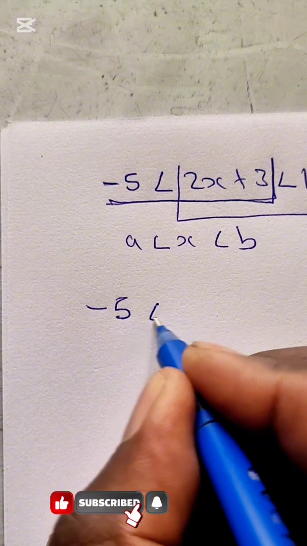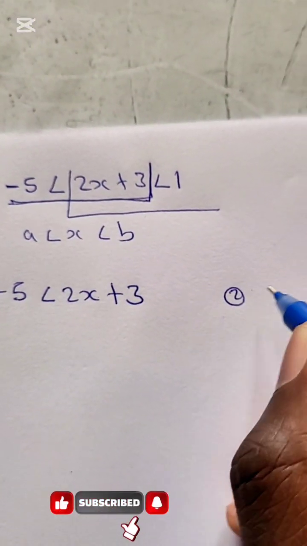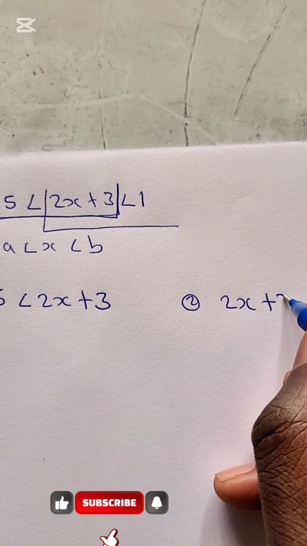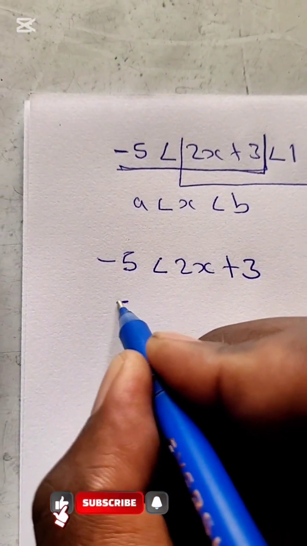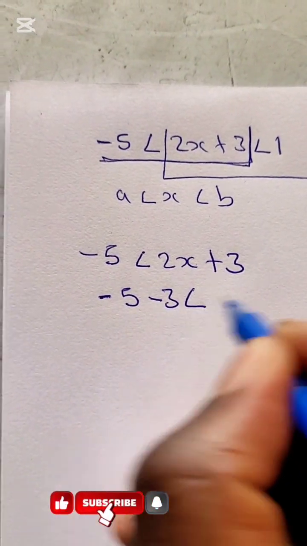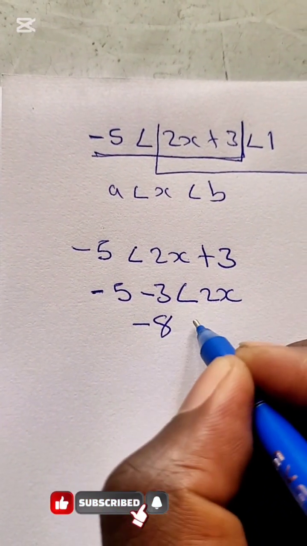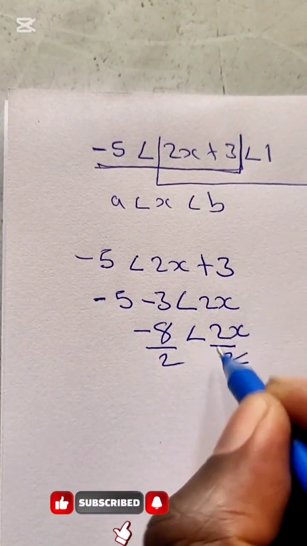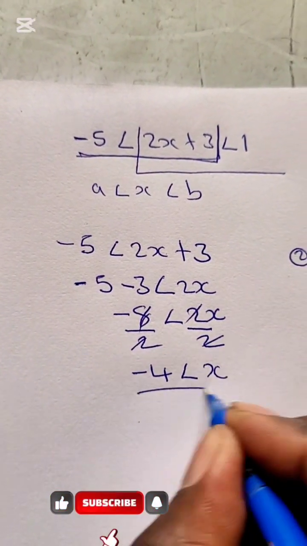So the first one is -5 less than 2x plus 3. Then the second one is 2x plus 3 less than 1. Okay, so let's solve this one. Minus 5 minus 3 is minus 8, so minus 8 less than 2x. Then we divide both sides by 2. So you get negative 4 less than x.